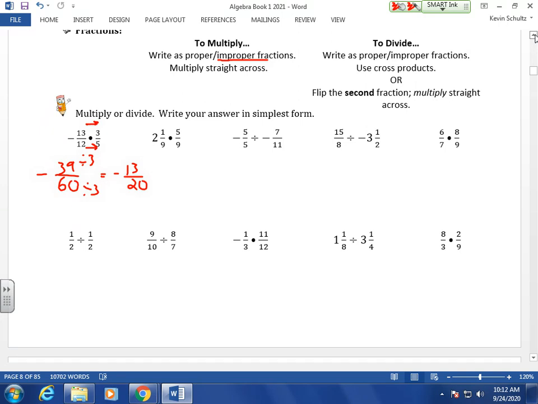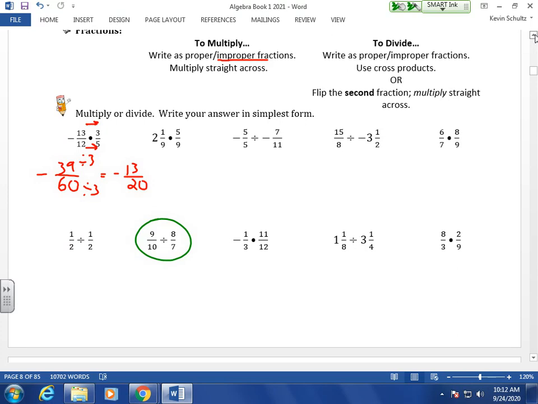Someone explain to me how we divide fractions. Let's take 9/10 divided by 8/7 here. What's your favorite method to divide fractions? Seba? Multiply the numerator times the denominator of the other fraction.